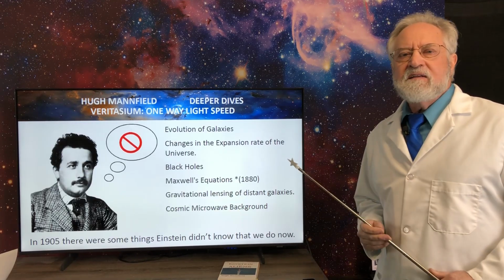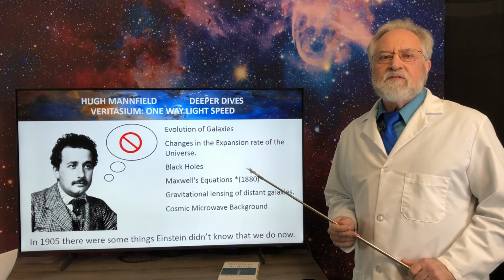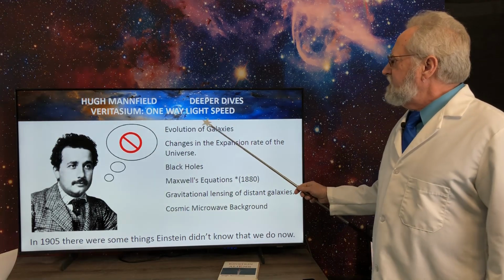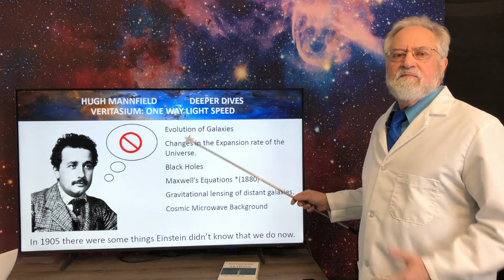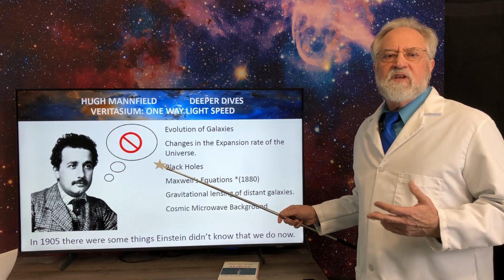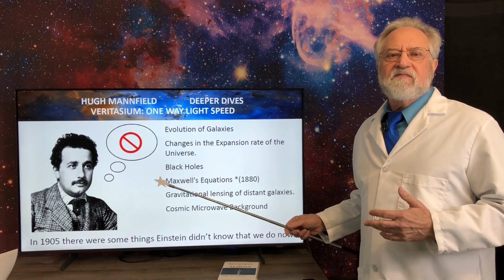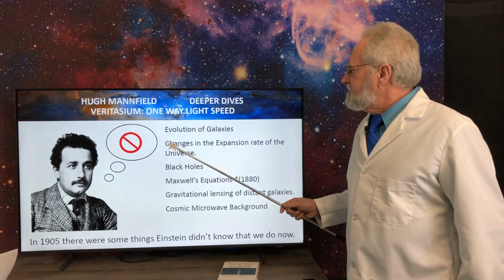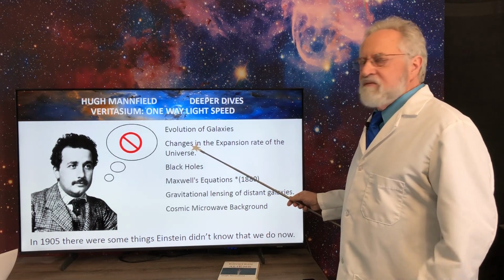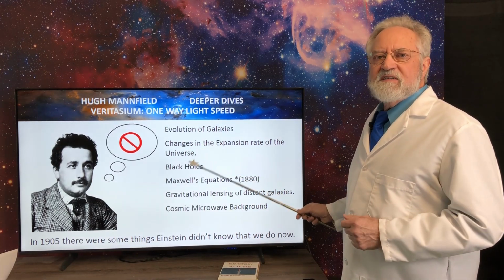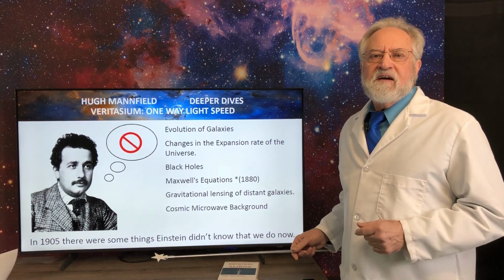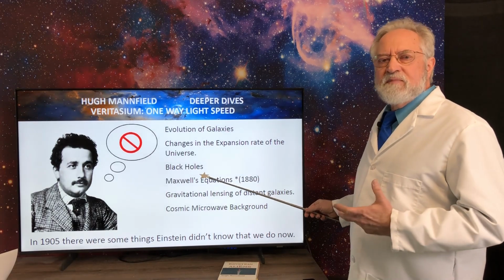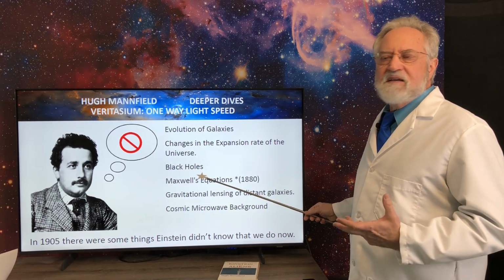In 1905, when Einstein wrote his paper, there were a lot of things that we know now that he didn't know. Like, we know about the evolution of galaxies. Back in 1905, they thought the universe was the Milky Way galaxy. They didn't even know for another 20 years or more whether any galaxies existed outside the Milky Way. We know about changes over time in the expansion rate of the universe. Well, in 1905, they didn't even know about the expanding universe. We know about black holes. Now, black holes at the time were probably just a speculation.